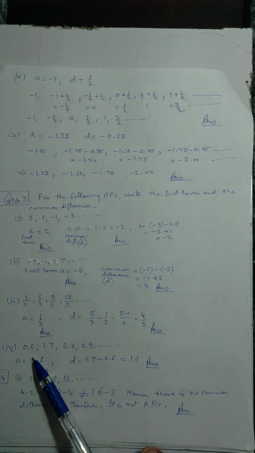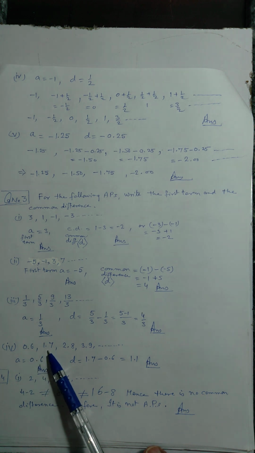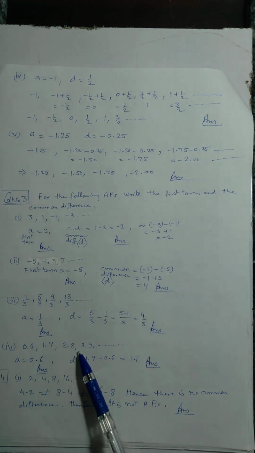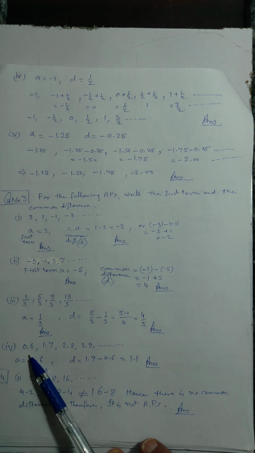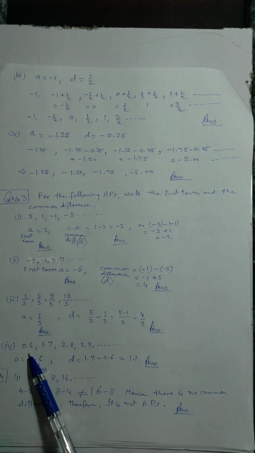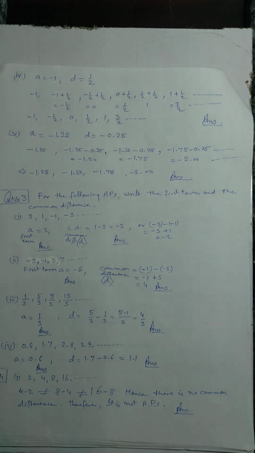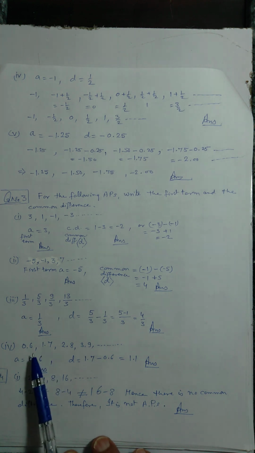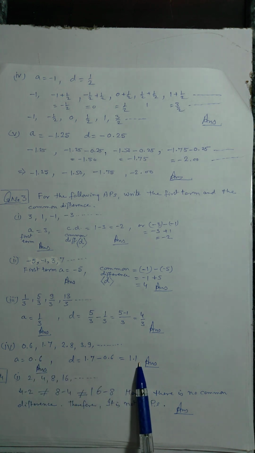Now the fourth part, that is 0.6, 1.7, 2.8, 3.9. Straightaway you can write the first term A will be 0.6, and to get the common difference we have to subtract the preceding term from the succeeding term, that is 1.7 minus 0.6, that will be equal to 1.1.